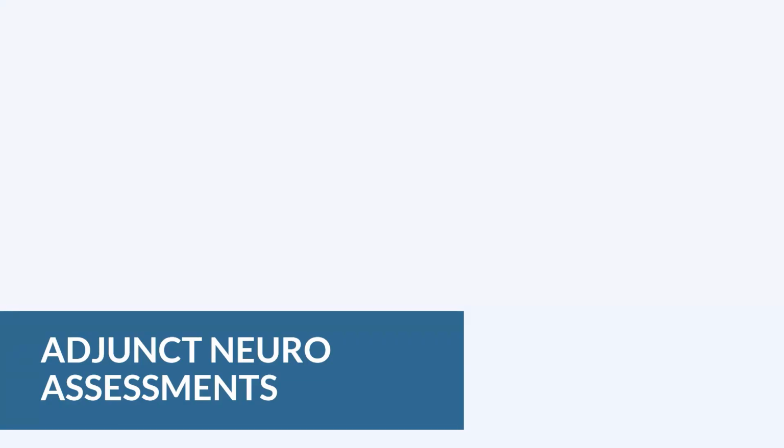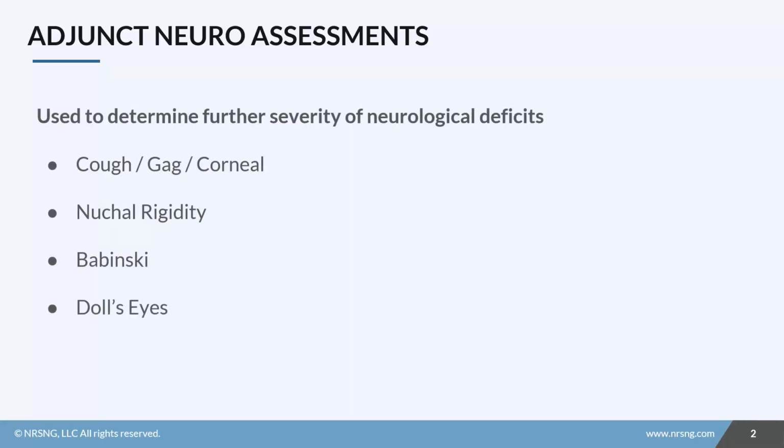So in this lesson, we're going to talk about adjunct neuro assessments. These are assessments that you can add to your routine neuro exam if you need more information or you want to go into further depth. These are especially helpful if your patients have abnormal findings on their routine exam. You can get more information with these. So we use the adjuncts to determine further severity of neurological deficits and sometimes to rule out certain causes of problems. The most common adjuncts that we usually do are the brainstem reflexes.